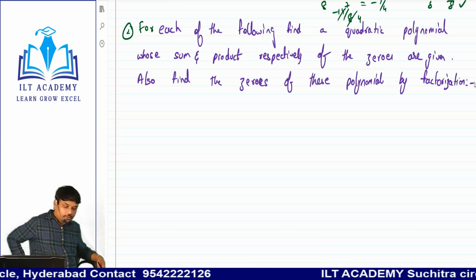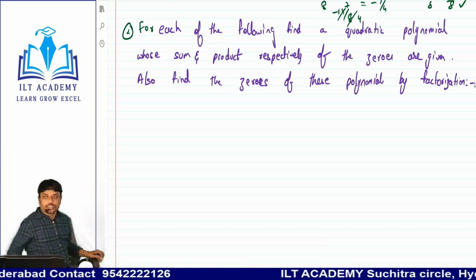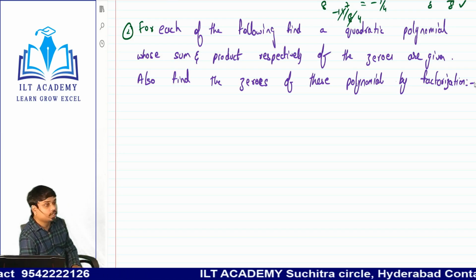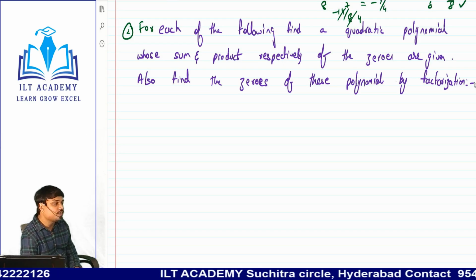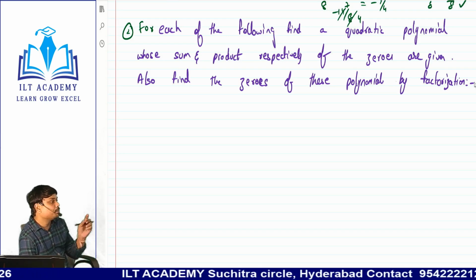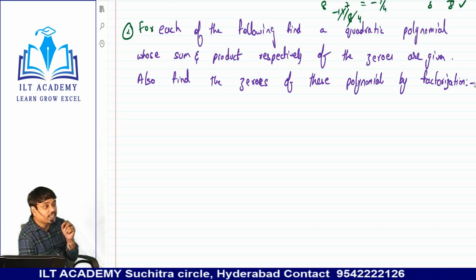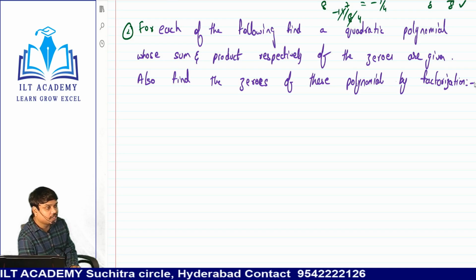Now what do you mean by this? Now see, what is the question? For each of the following, find a quadratic polynomial whose sum and product of the zeros are given. Sum and product of the zeros will be given. We need to find the quadratic polynomial. We need to find the equation of the polynomial. Now how will we find it, sir?